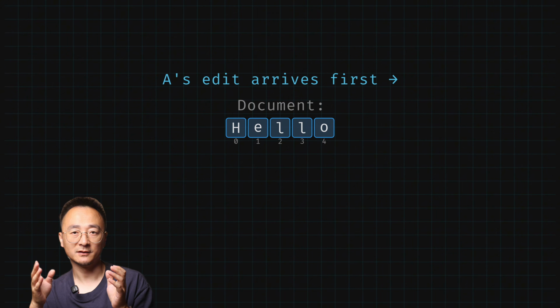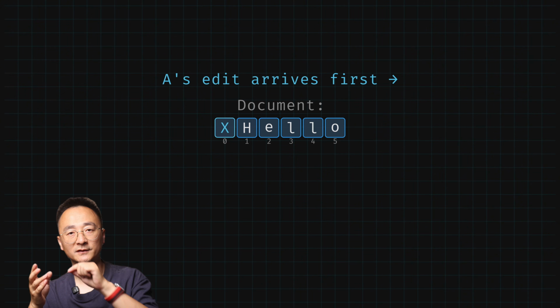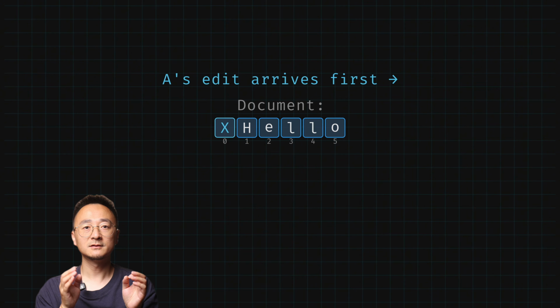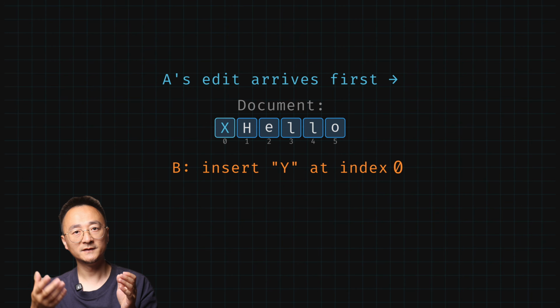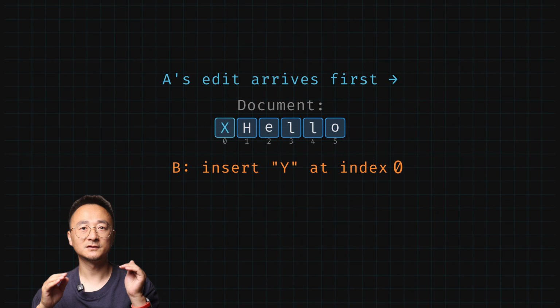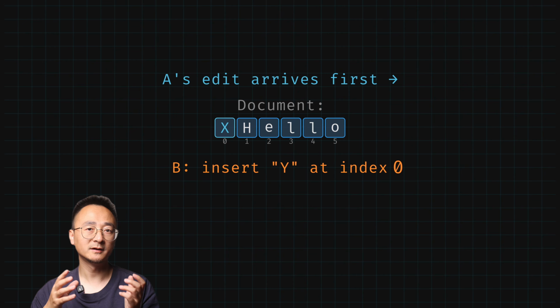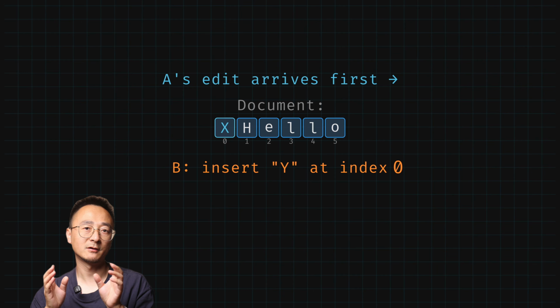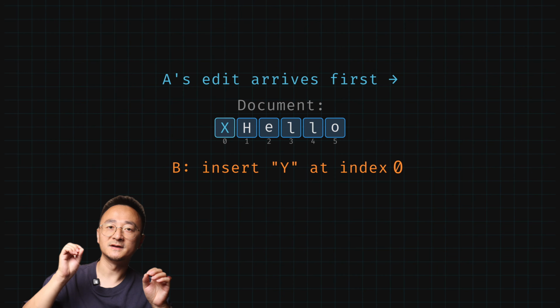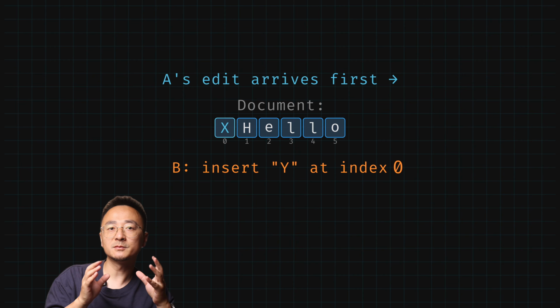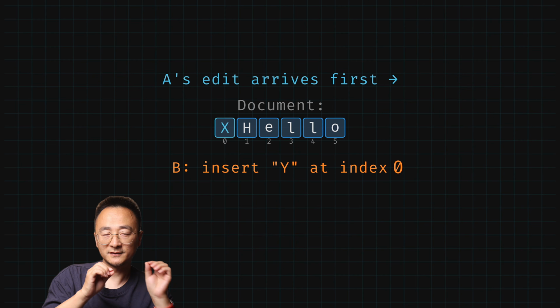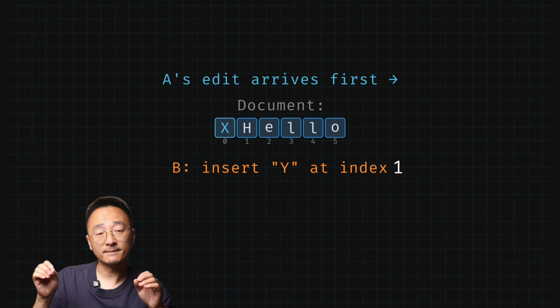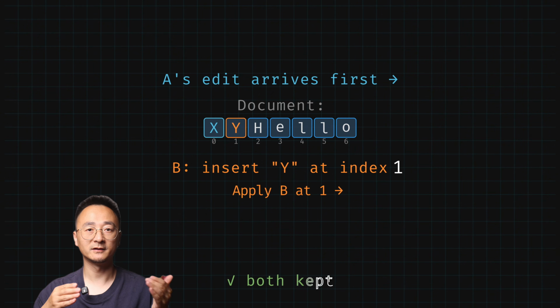Operational transformation introduced a central coordination mechanism. Let's say A's edit arrives first. We apply A's insert at position 0, and then the document becomes X hello. And now B's operation arrives. It says insert Y at index 0. Instead of applying it blindly, the server transforms it. Because A already inserted a character at index 0, the original meaning of index 0 has shifted. So B's operation is transformed from insert at 0 to insert at 1. After transformation, we apply it and get this.